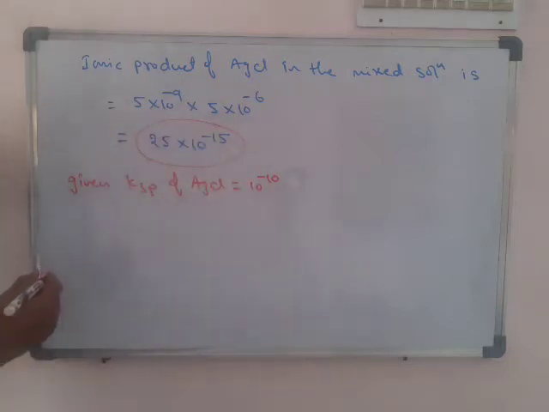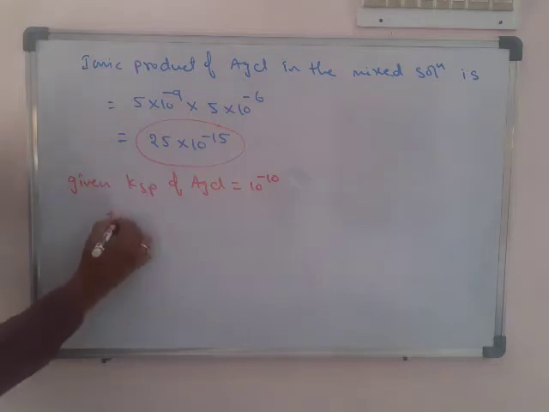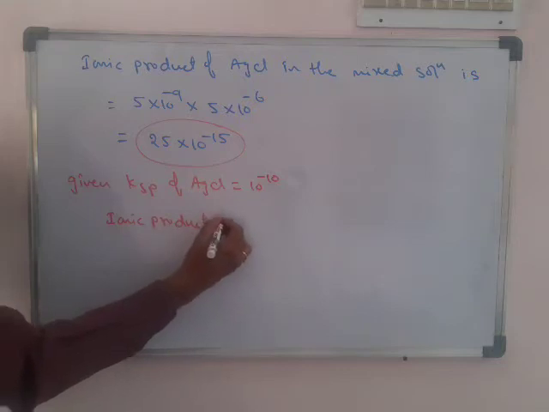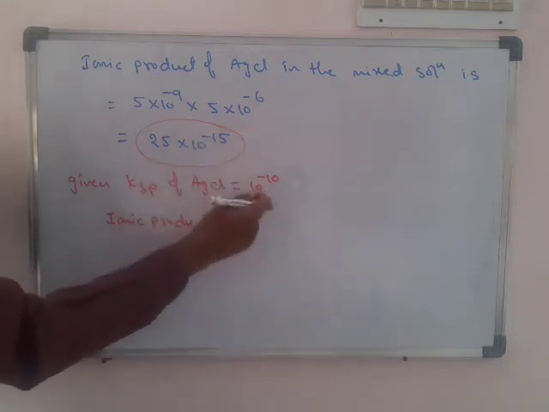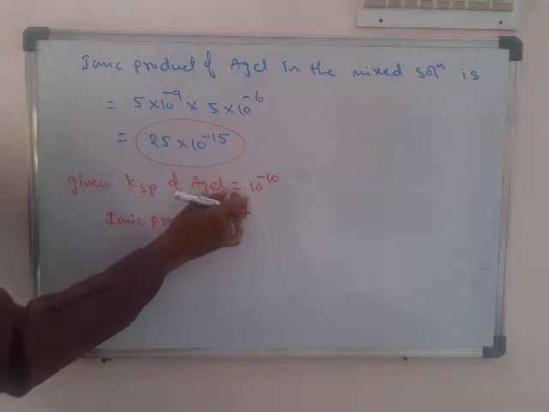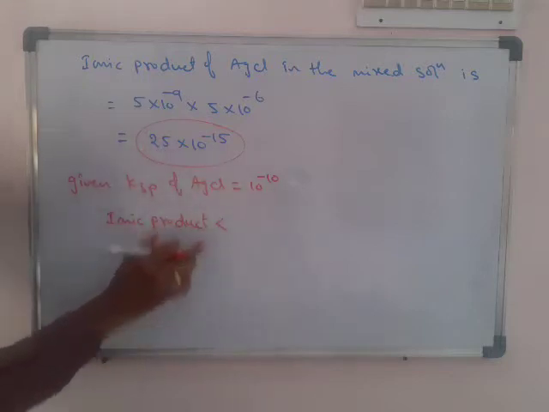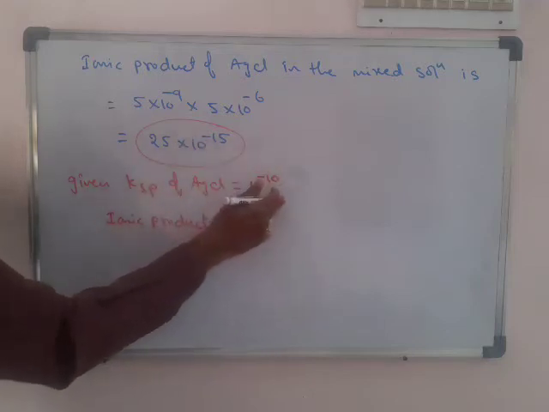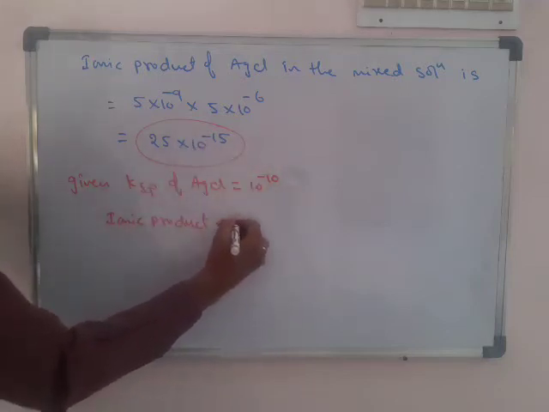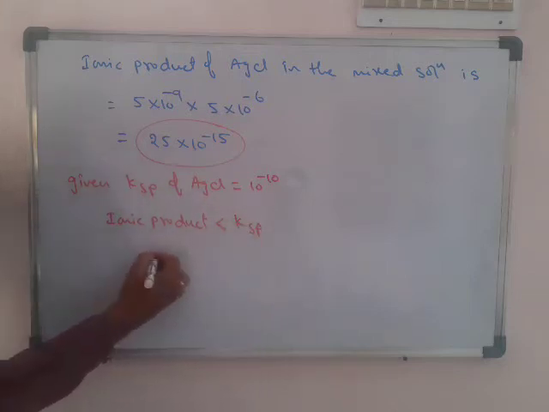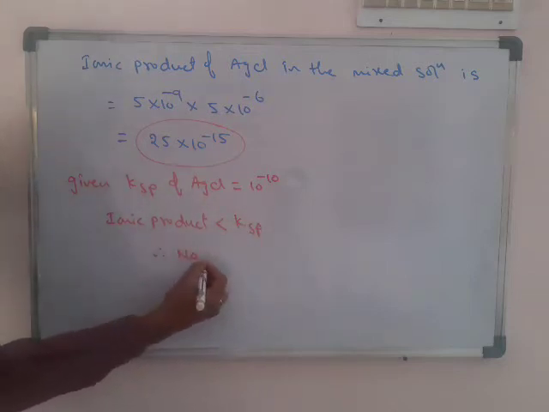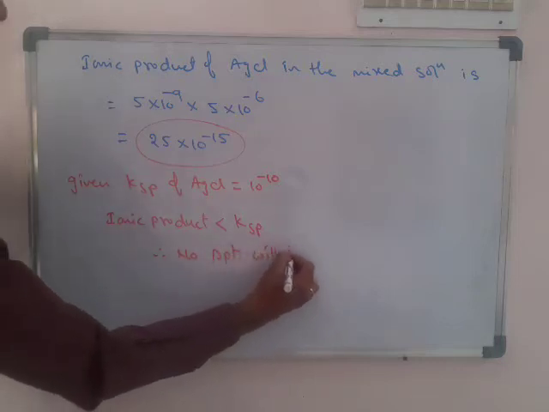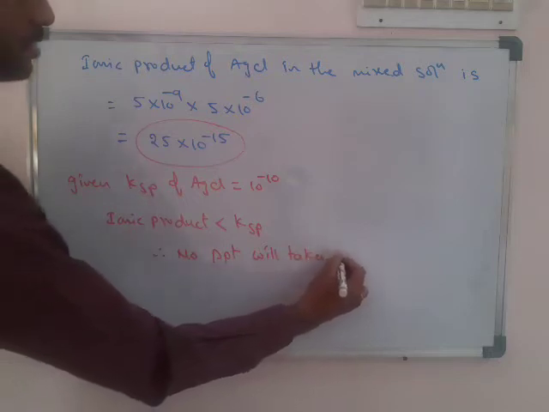So here the ionic product is 10 power minus 15, and the Ksp is 10 power minus 10. Just don't neglect this 25, this 1 into. We have to concentrate on the 10 powers. 10 power minus 15, 10 power minus 10, this is very less when compared to the Ksp. So therefore, no precipitation will take place.